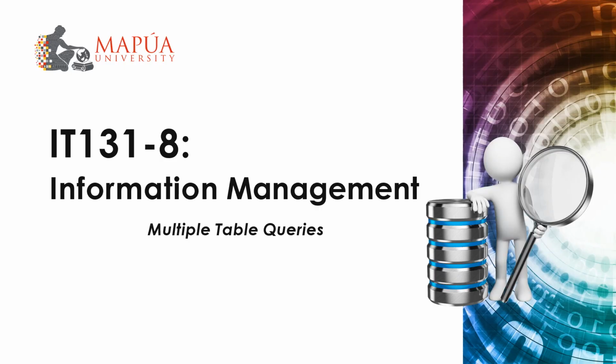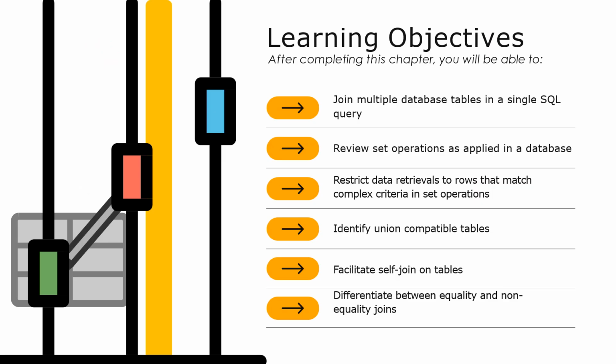In this lesson, we are going to talk about multiple table queries. After completing this chapter, you will be able to join multiple database tables in a single SQL query, review set operations as applied in a database, restrict data retrievals to rows that match complex criteria in set operations, identify union-compatible tables, facilitate self-join on tables, and differentiate between equality and non-equality joins.